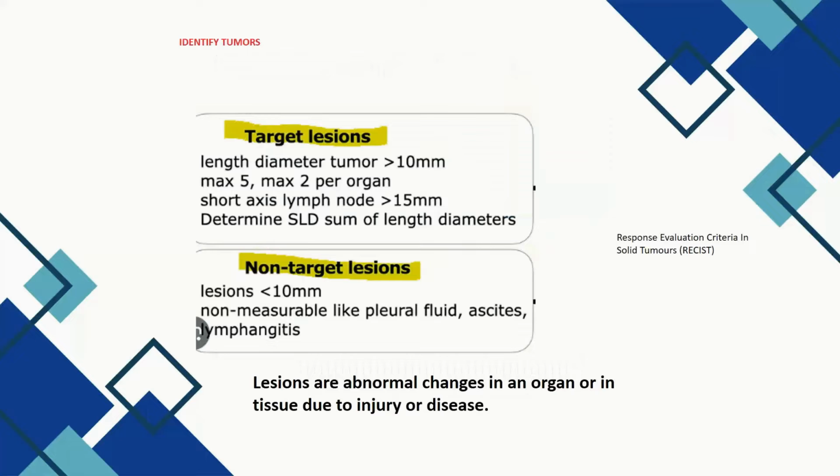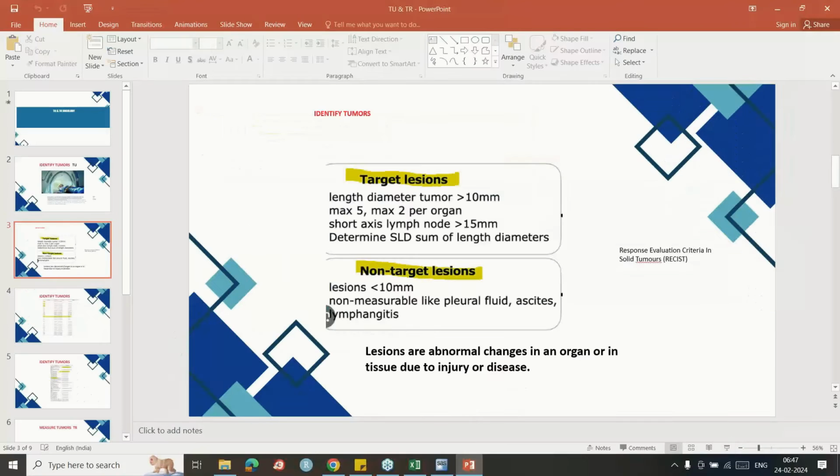Okay, so here there are generally two types of tumors. One is targeted lesions, another one is non-targeted lesions. Lesions are nothing but abnormal changes in an organ or in a tissue due to injury or disease. Okay, so these lesions are targeted and non-targeted. So targeted lesions are nothing but those which are measurable, so we can call them target lesions, and those which are not measurable are non-targeted lesions. Okay. So here two types are there.